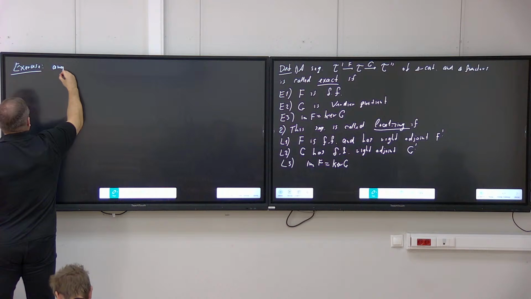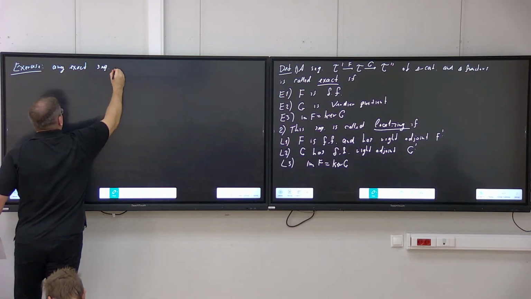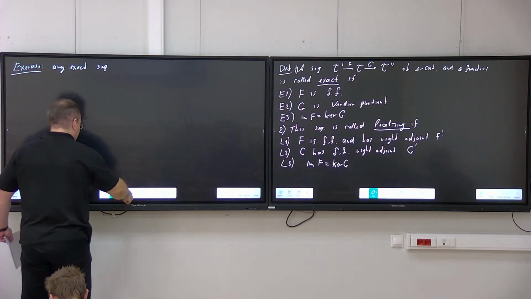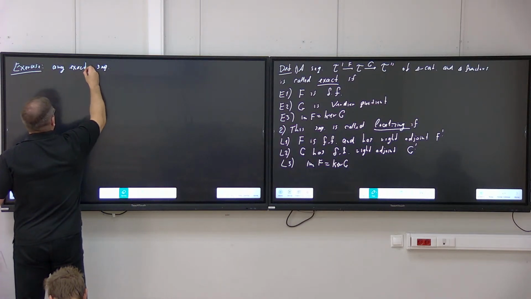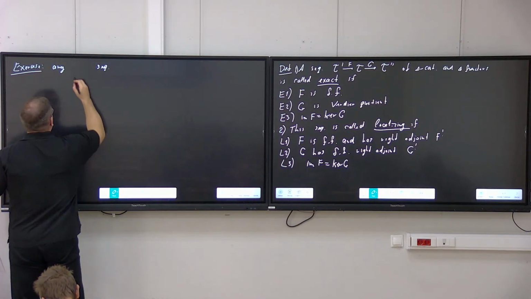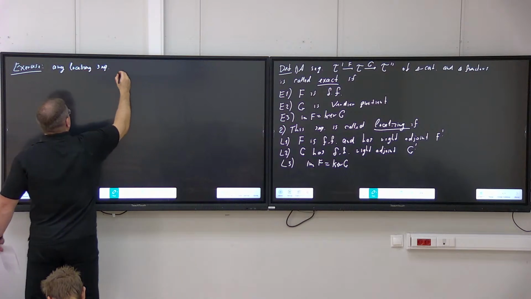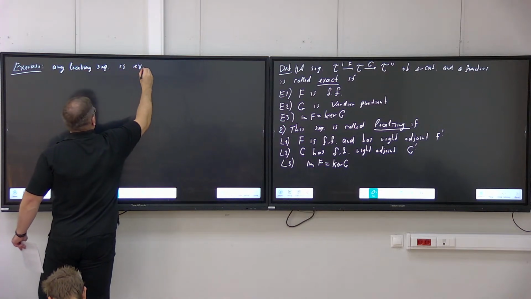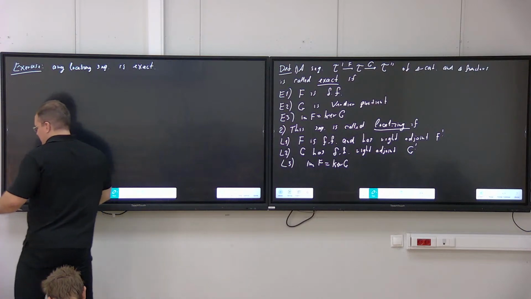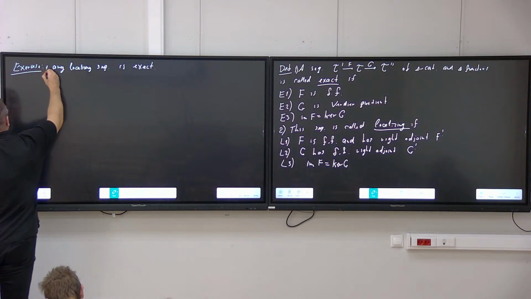an exercise saying that any localizing sequence, that way around, is exact. So this is one exercise.